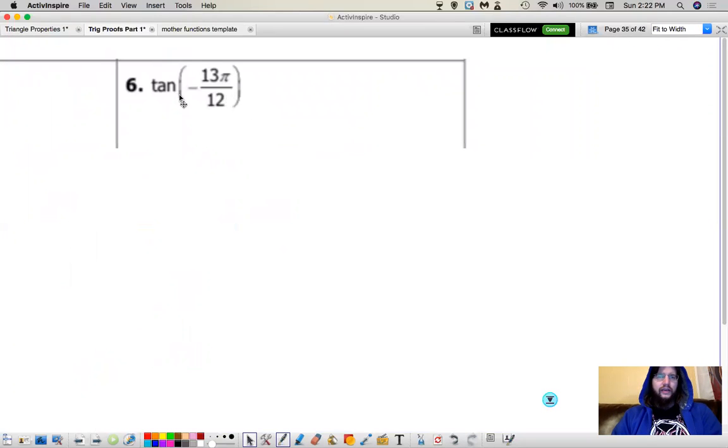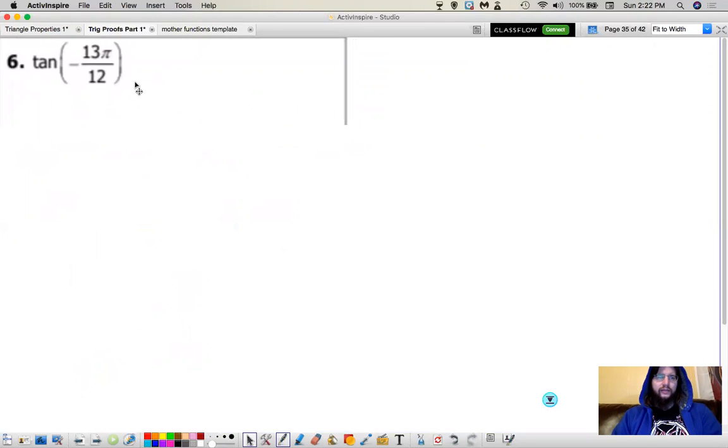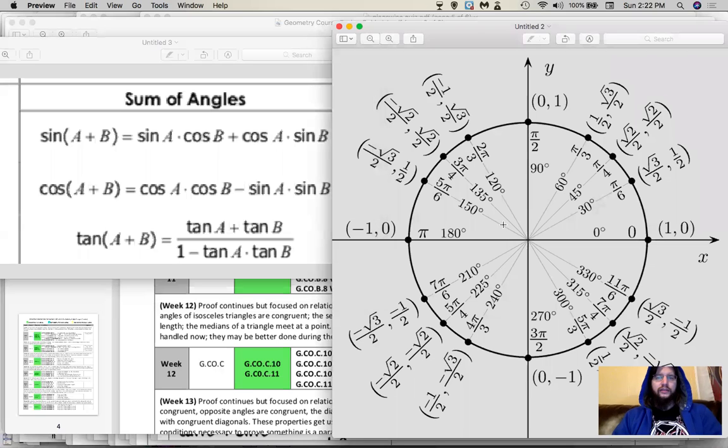So we got another negative, so we're definitely going to be subtracting something. 13 pi over 12. Let's see. That's 10. I don't think we're going to make it 3, so let's try this one. That's 9. 9 and 4. Yeah, how about these two?